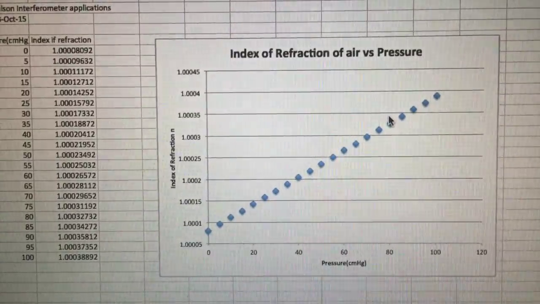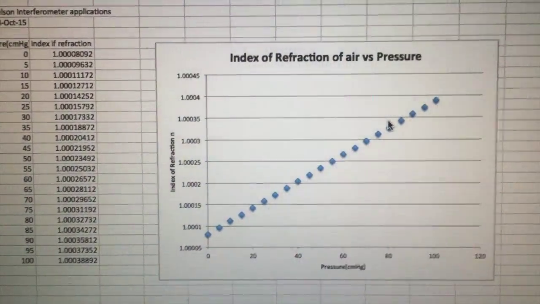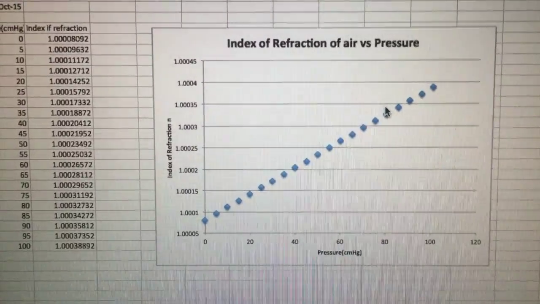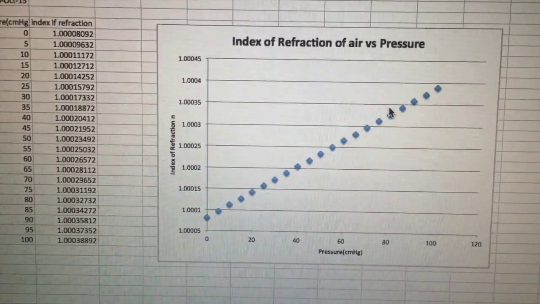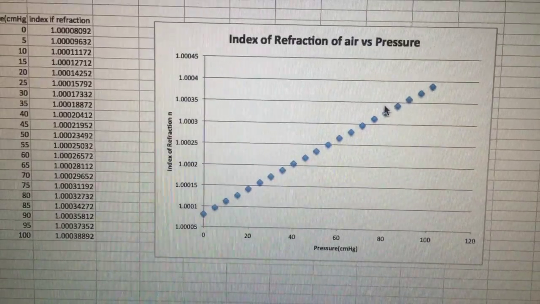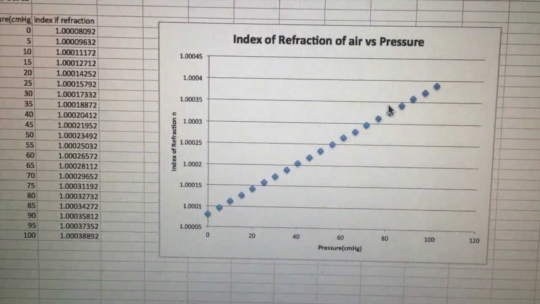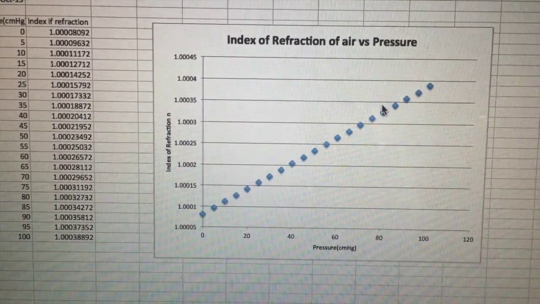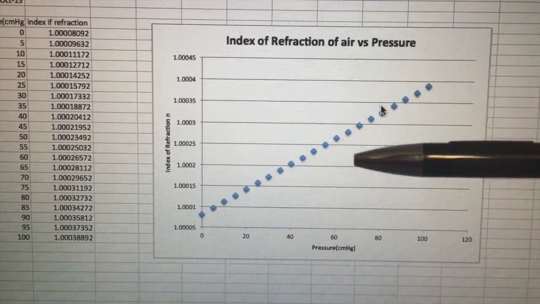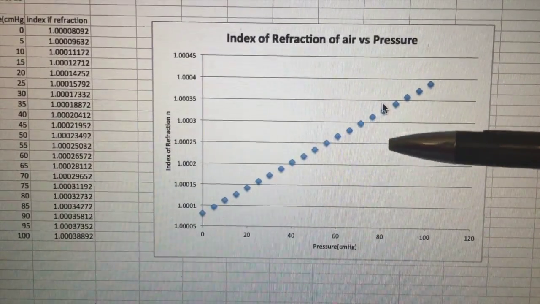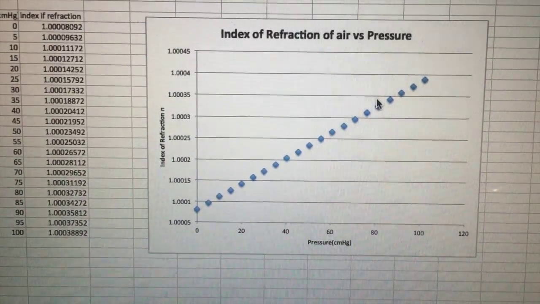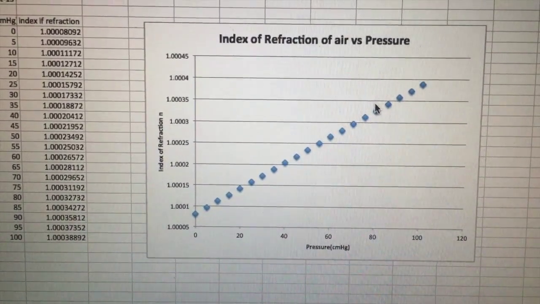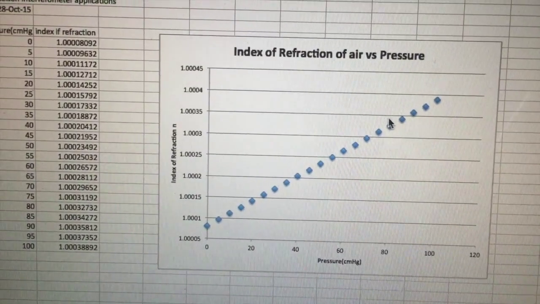Using the change in pressure and the change in the optical path difference, we could calculate the slope of the line of index of refraction of air versus pressure. We found a slope of 3.08 times 10 to the negative 6 inverse centimeters of mercury. To find this plot, we centralized at 76 centimeters of mercury, which is sea level. Tucson is at 79.6 centimeters of mercury, which gives it an approximate index of refraction of 1.0032.